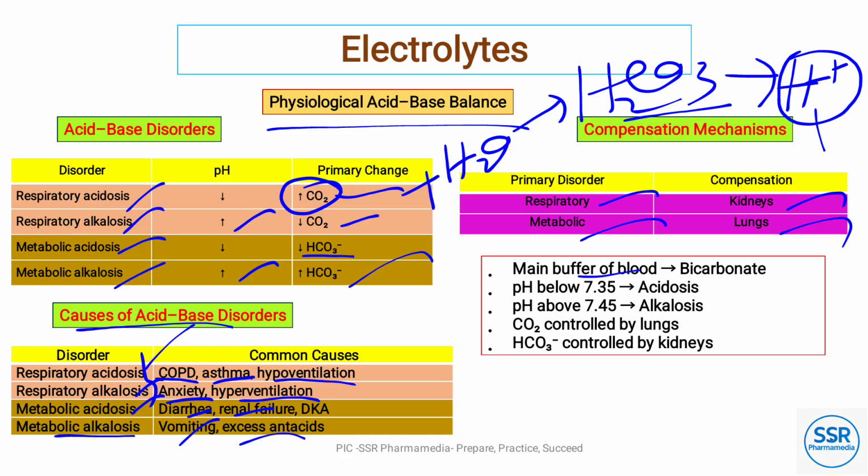The main buffer of blood is bicarbonate. pH below 7.35 leads to acidosis. pH above 7.45 is alkalosis. CO2 is controlled by the lungs. Bicarbonate is controlled by the kidney.